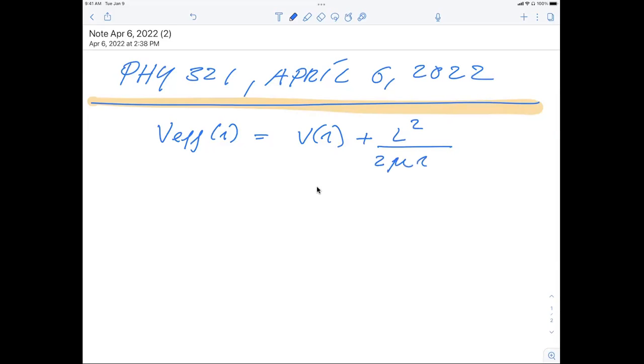So this goes like mu, which is the reduced mass. Let me quickly remind you of that. We have two objects, mass 1 and mass 2, divided by the total mass here.